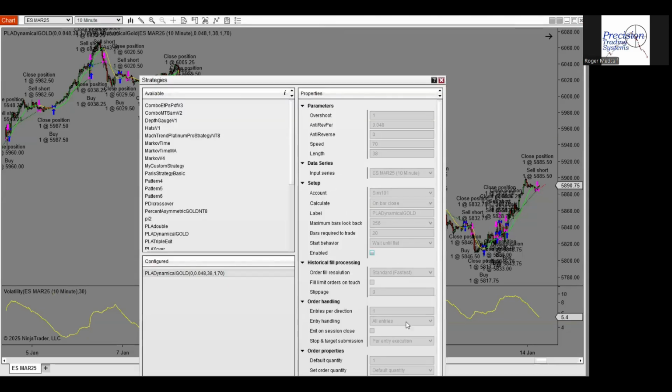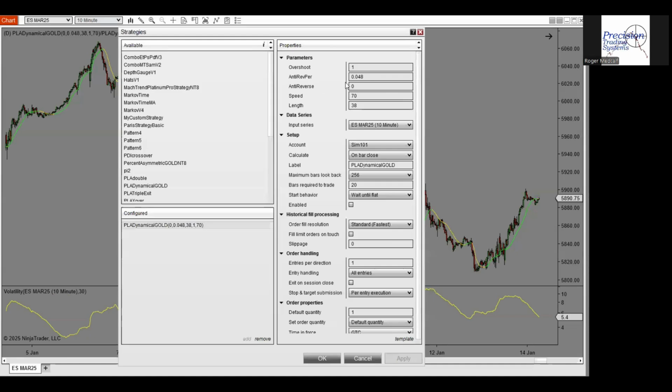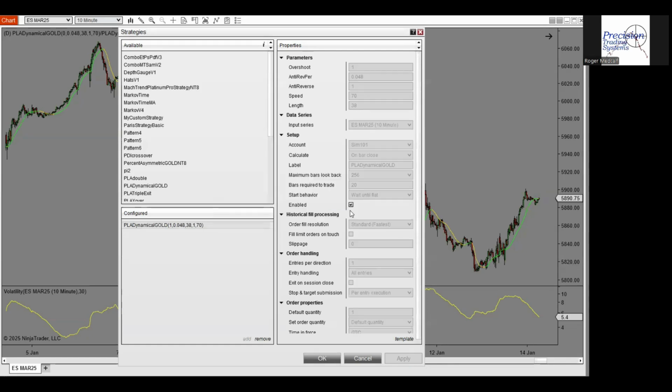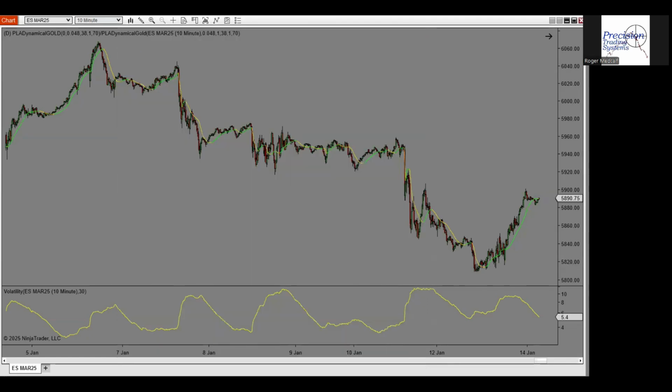So the anti-reverse is currently off. And this is one thing that is worth optimizing to 3 decimal places. So this default position is anti-reverse off. And if you do, this is 0.005. I've already optimized this to 0.048, which is the best. And if I enable the strategy again, you can see an increase in performance.